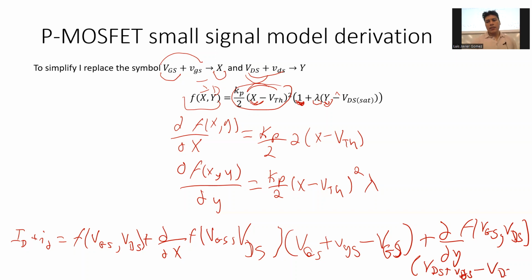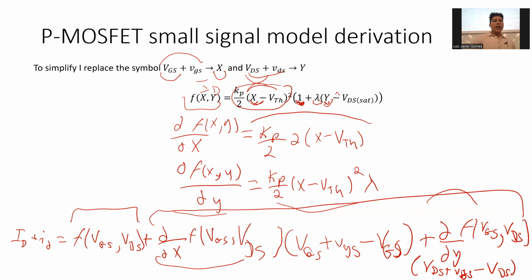So this is just a Taylor expansion, but now I just plug in my expression for df/dx and my expression for df/dy here. And I'm going to call this little id, and this is going to be big ID because this is just ID evaluated at the bias point.